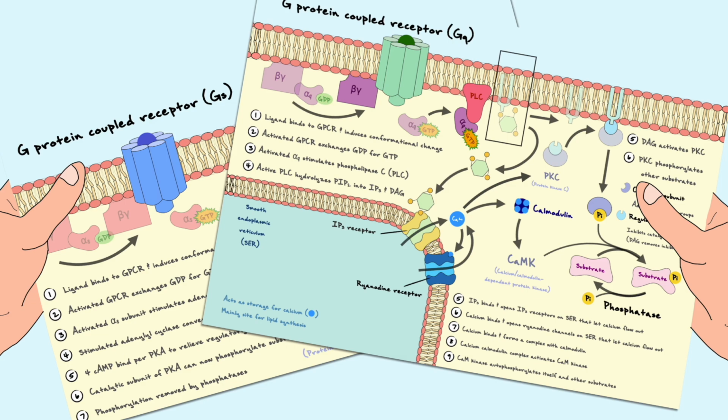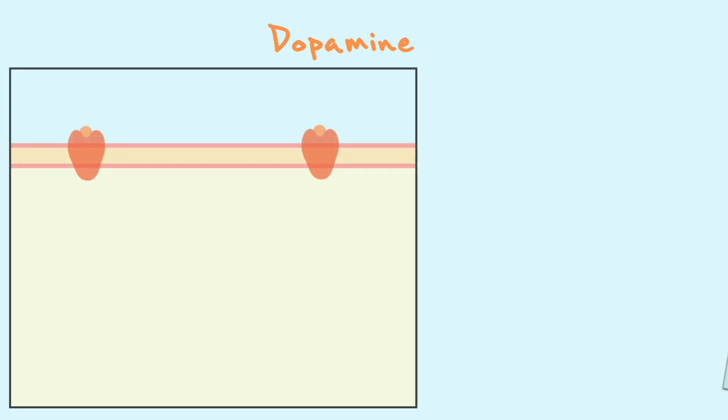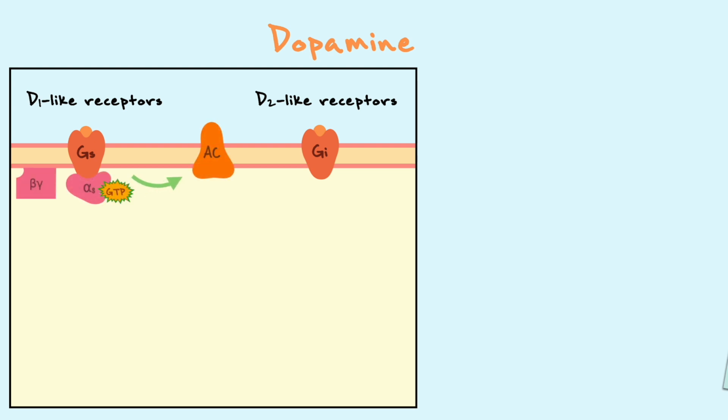Alright, starting with dopamine, it turns out that when dopamine is released in the synaptic cleft, dopamine only likes to bind to metabotropic receptors. There are two main categories of dopamine receptors, the D1-like and the D2-like receptors. D1-like receptors mediate the Gs pathway, and the D2 receptors mediate the Gi pathway. To quickly summarize the two pathways, the Gs pathway leads to the activation of adenylyl cyclase, whereas the Gi pathway leads to the inhibition of adenylyl cyclase.